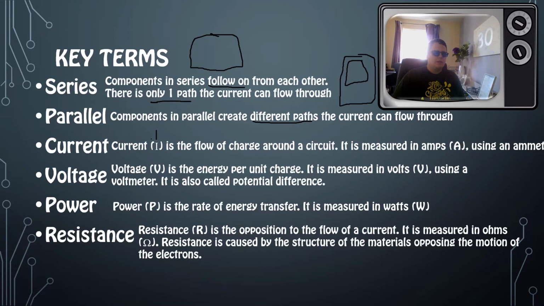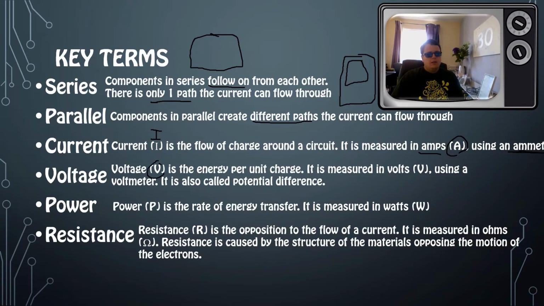Now current. Sometimes it's difficult to see, but current has the symbol of an I. This comes from the old times when they viewed current as intensity, so that's where it comes from. It's our flow of charge, so any flow of charge around a circuit is a current. It is measured in amps, which is a capital A, and we use an ammeter to do that.